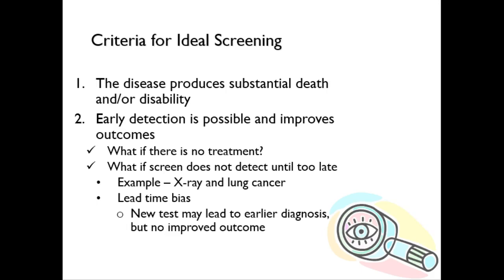These things need to be considered. Another question relates to the timing of detection that the screening provides. What if screening does not detect it until it is too late? So for example, screening for lung cancer with an X-ray. You can screen for lung cancer with an X-ray, but generally by the time they do that, it's too late and the treatment is not effective. Another question that relates to the time of detection is lead time bias, and we will look at that in our next video.